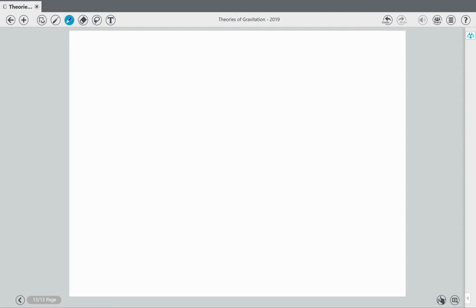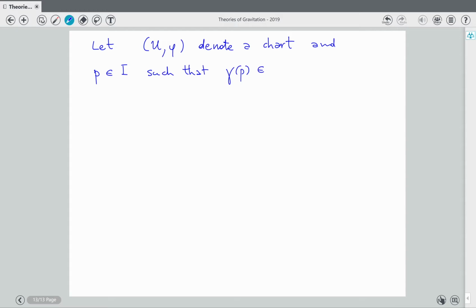So let (U, phi) denote a chart, which means an open set with coordinates, and P, a point of the interval I, that's mapped in U, such that gamma of P is a point of U.